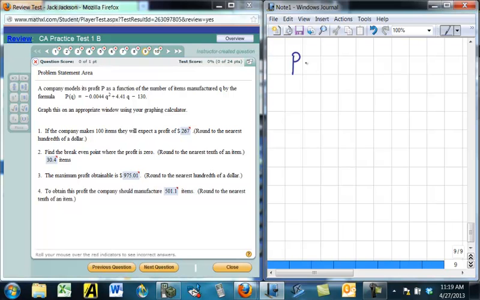Alright, so here we have some model. P of Q is negative 0.0044 Q squared plus 4.41 Q minus 130. Regardless of whether we know what this looks like ahead of time or not, we can put this in our calculator.